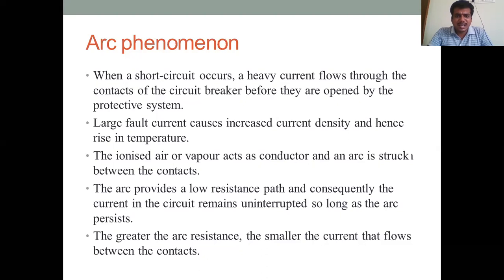When a large current flows and the current density is high, what happens in the contacts is an increase in temperature. It normally produces an enormous amount of heat. Now, what is the medium present between the contacts? Air is the medium present between the conductors. The arc is present between the conductors, with air as the medium. The arc provides a low resistance path.